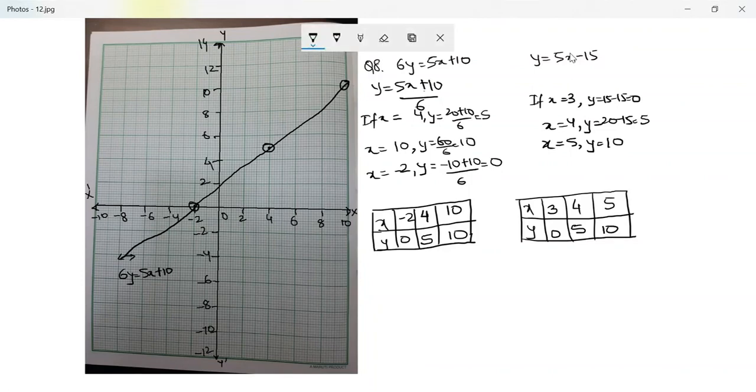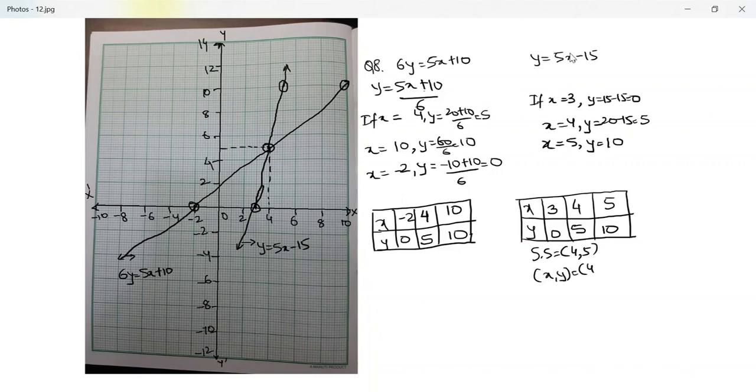Let's plot these 3 points. So 3, 0, 4, 5, and 5, 10. Let's join them using a scale and a straight line. So let's join this and let's join this. Perfect. Extend it on both sides, arrow on both sides, and write the name of what we've plotted. We've plotted y is equal to 5x minus 15. To find the point of intersection, we will draw a dotted line on both x and y axis. So solution set is equal to (4, 5). You can also write this as (x, y) is equal to (4, 5).